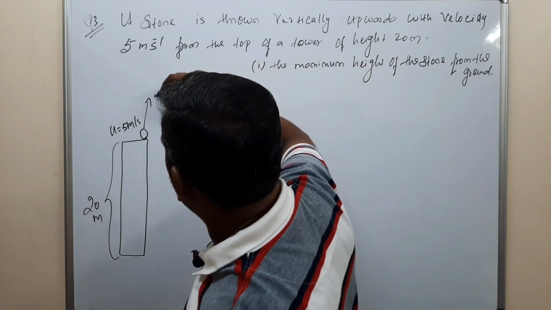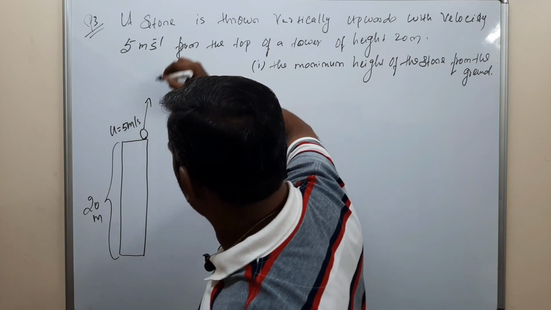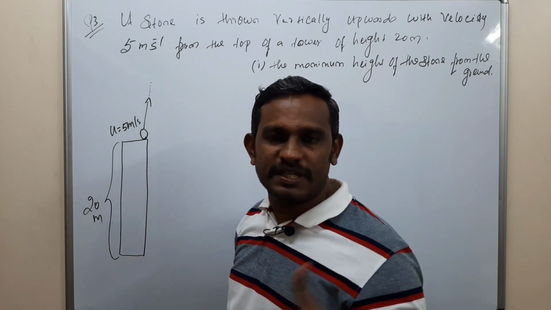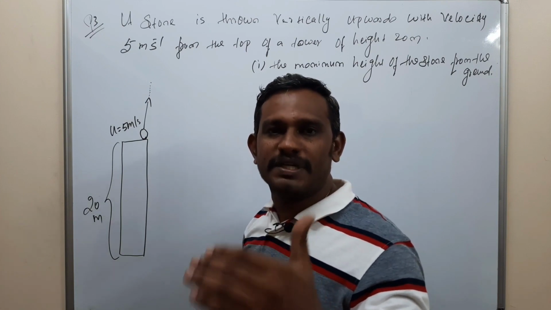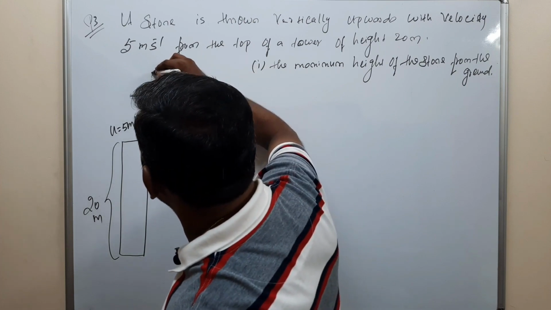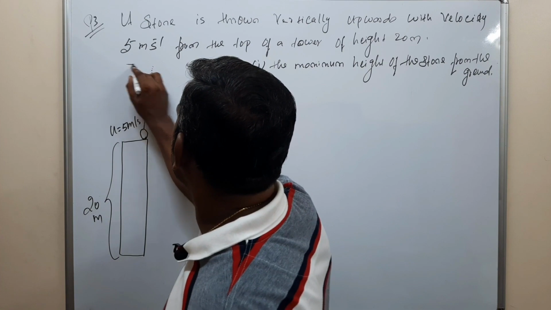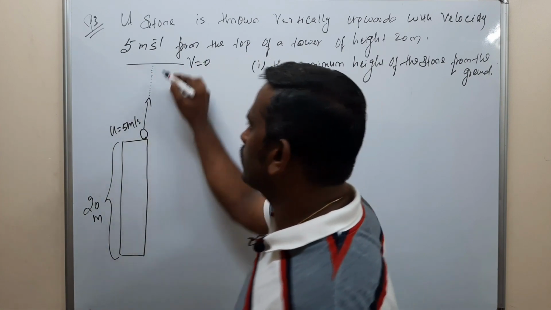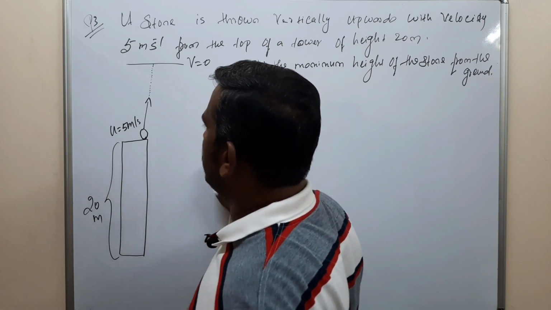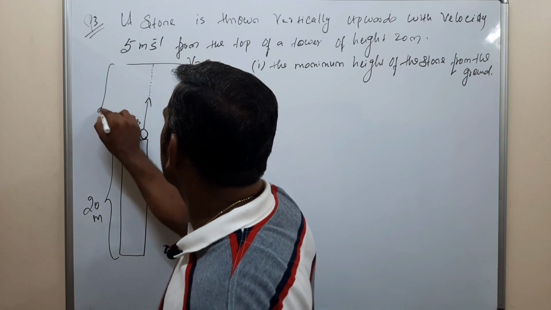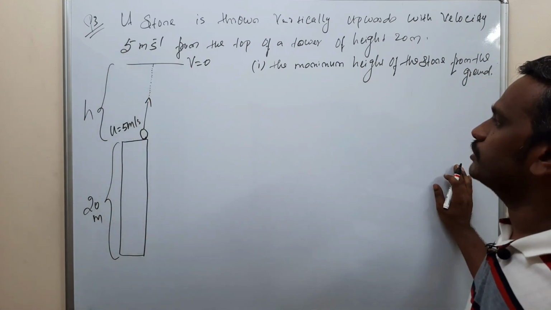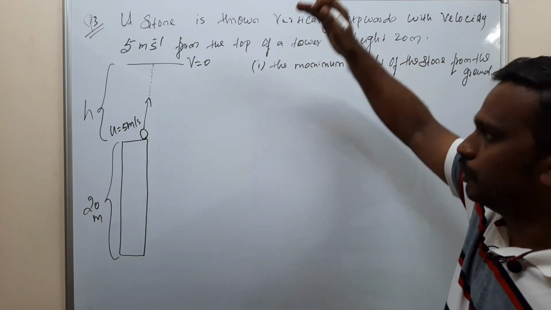As the stone is thrown vertically upwards from the top of the tower, the speed of the stone goes on decreasing because of the gravitational force, and at a certain point the speed of the stone becomes zero. That is the maximum height attained by the stone from the top of the tower. So what is asked to find? In our question, we have to find the maximum height of the stone from the ground.